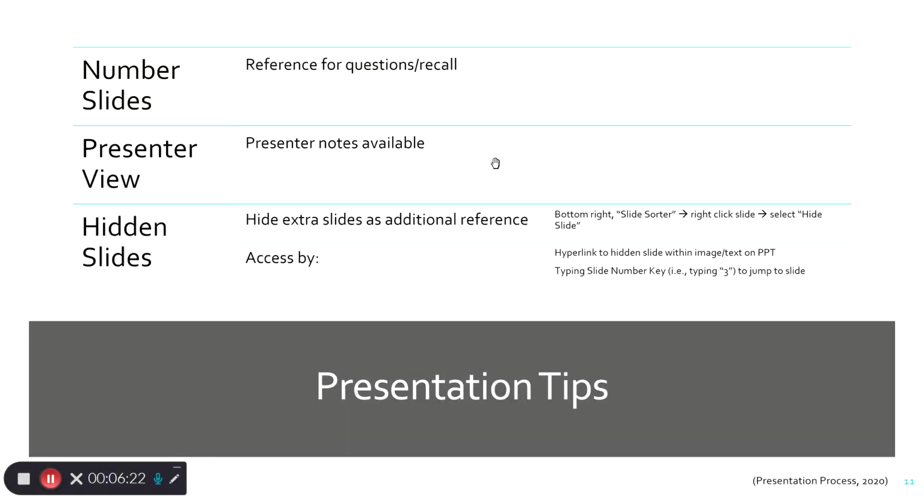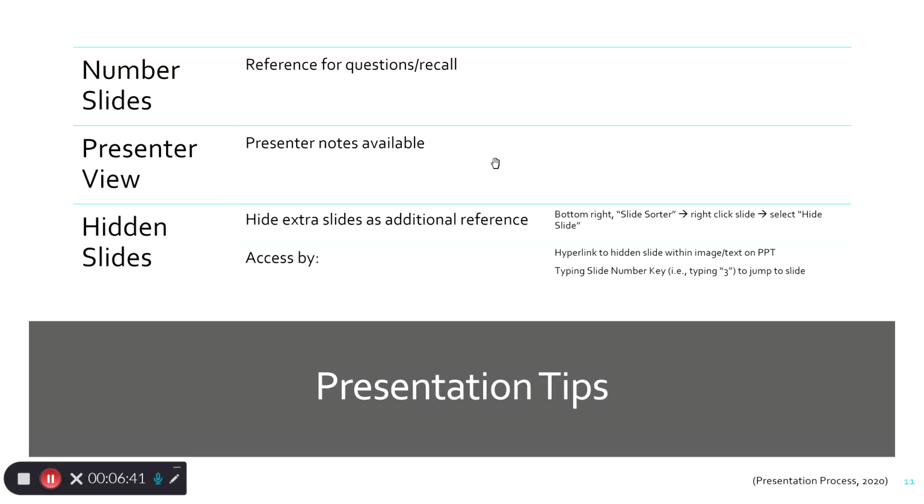Also, there's presenter view with PowerPoint if you have two screens, so that way you can have your presentation that your audience sees, and then you can have your presentation on your screen with your extra notes available for key talking points. And then finally, you can have hidden slides, and these hidden slides can act as an additional reference.